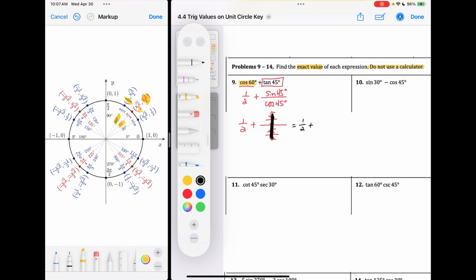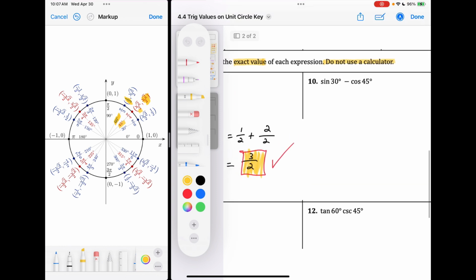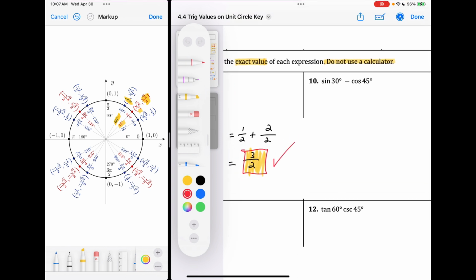Now we want to simplify. So 1/2 plus 1, you can change the 1 to 2 over 2. And my final answer will be 3 over 2. And yes, indeed, this will be the perfect answer. Good. All right, number 10.